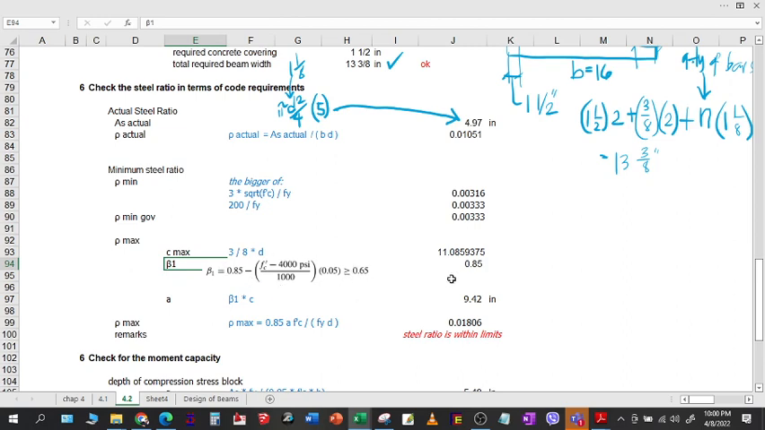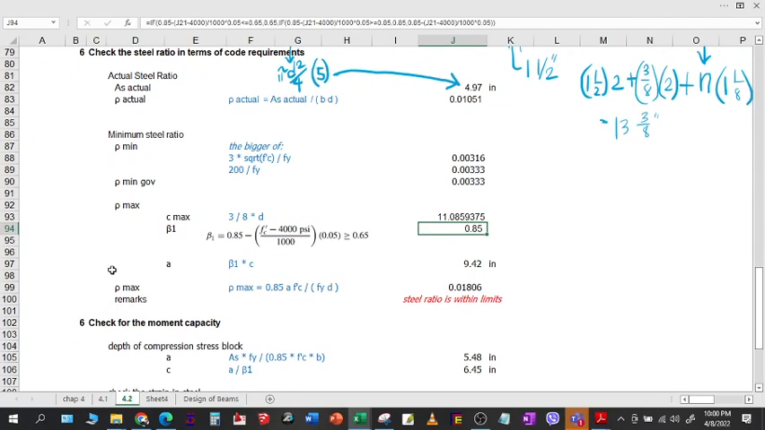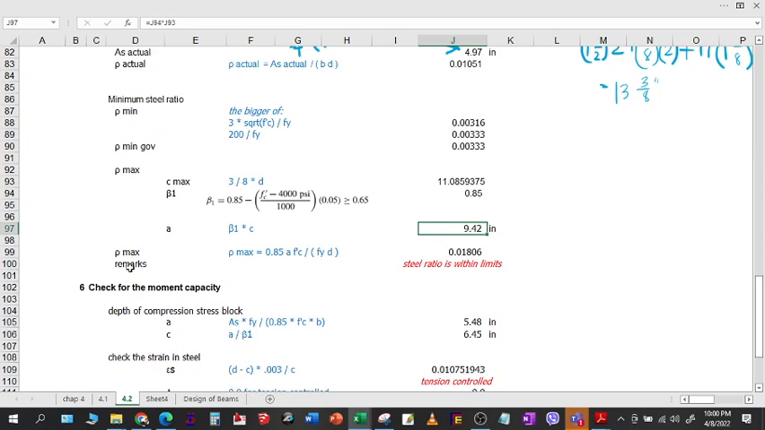Beta 1, if your fc prime is 4,000, has a value of 0.85. And then a is beta 1 times c. So 11.085 times 0.85 will be 9.42 inches. Next, you can now compute the maximum steel ratio, with the formula rho max equal to 0.85 times a times fc prime divided by fy d. So plugging in all the values, and the value for a, you can get this value.